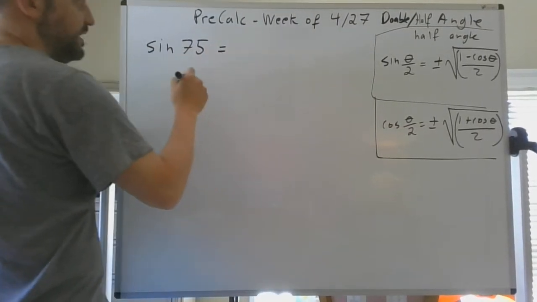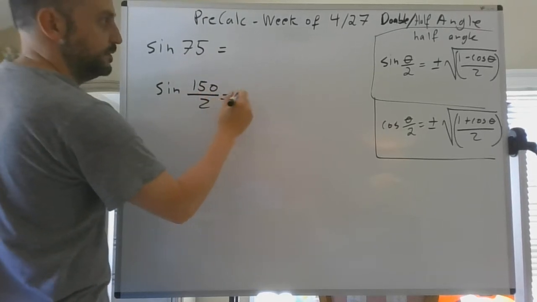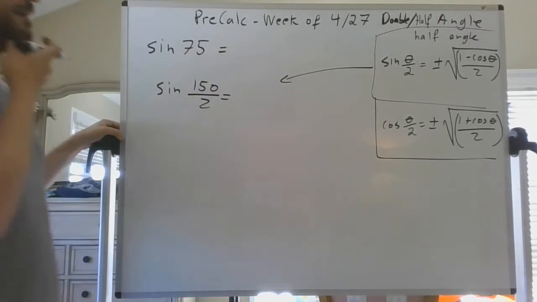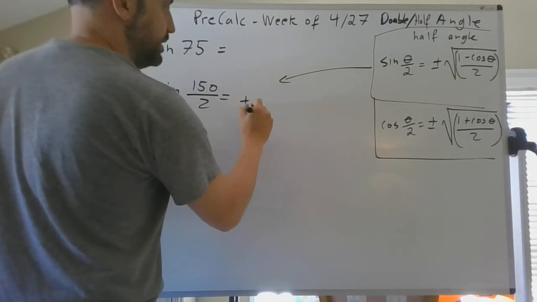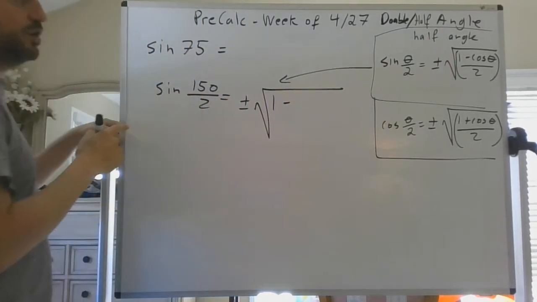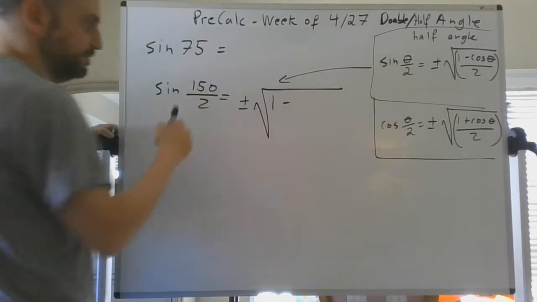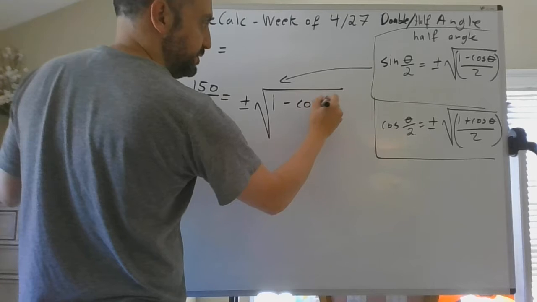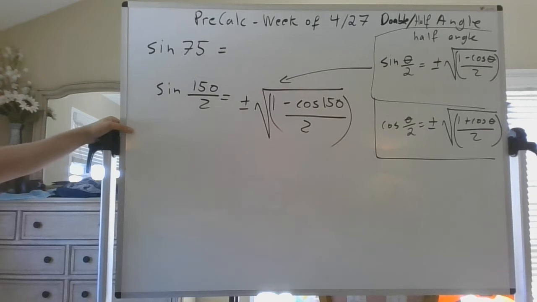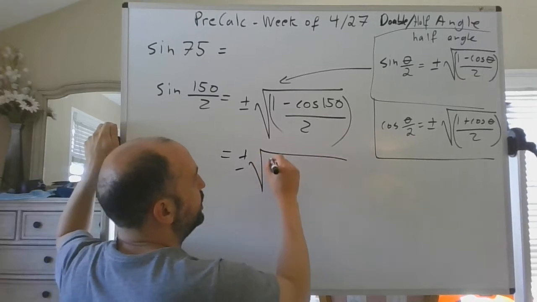Sine of 75 is going to be, what we're going to use is, we're going to say that sine of 150 over 2. So we're using this, right? Okay? Sine of 150 over 2. And then we're just going to write it out. Plus or minus square root of 1 minus cosine of theta. Now the cosine of theta would be the cosine of this, because it's theta over 2, 150 over 2. So we're going to do 1 minus the cosine of 150 over 2, and it's the square root of that entire thing. That is equal to plus or minus square root 1 minus.